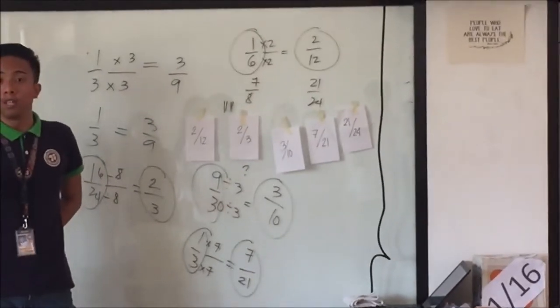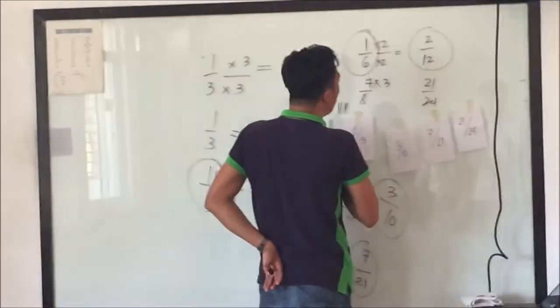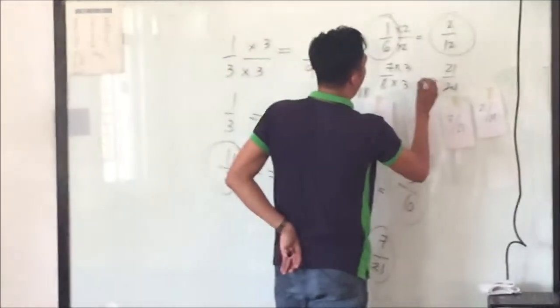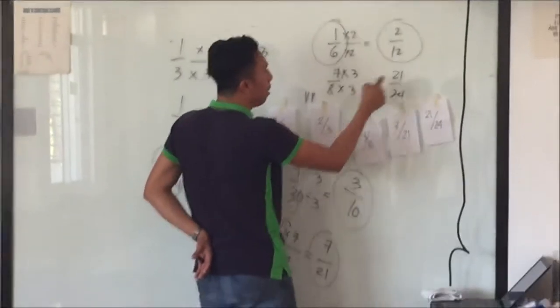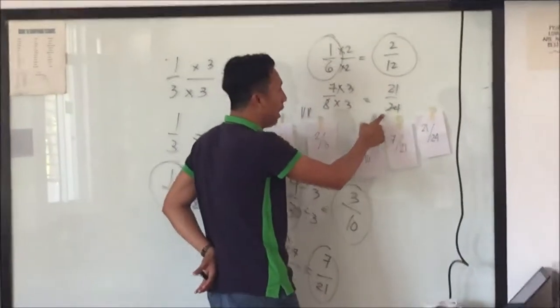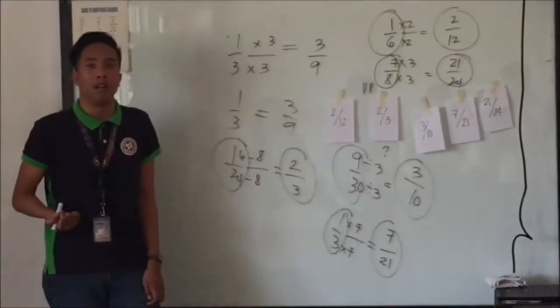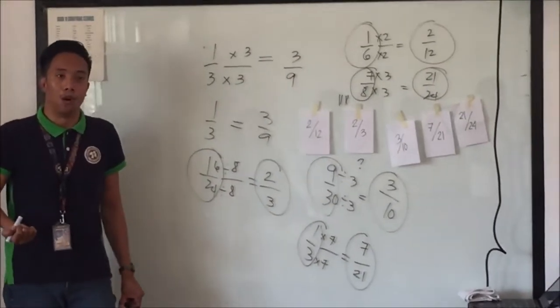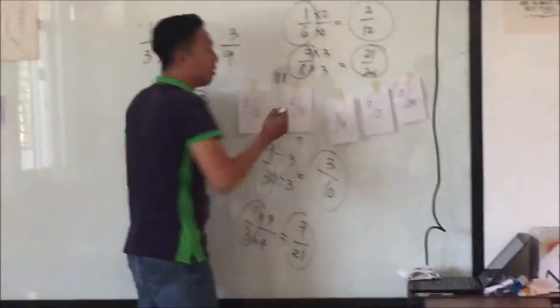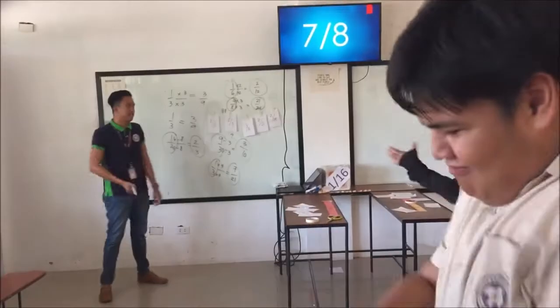So what did you multiply with? So we will multiply by 3. Now, 7 multiplied by 3 is 21. 8 multiplied by 3 is 24. Therefore, 7 over 8 is equivalent to 21 over 24. Okay? So the group of Renee got a perfect score of 5 points.